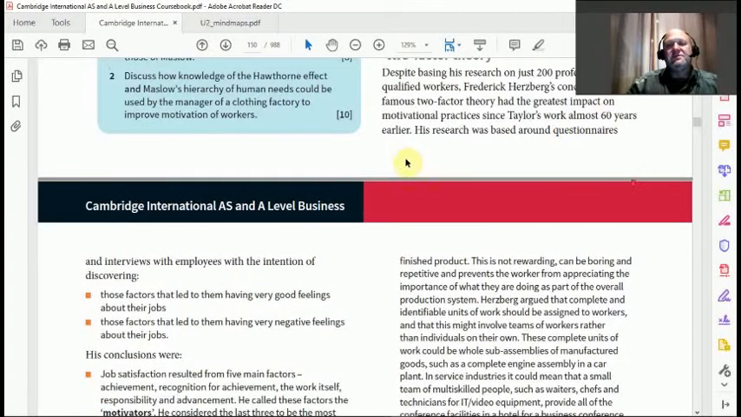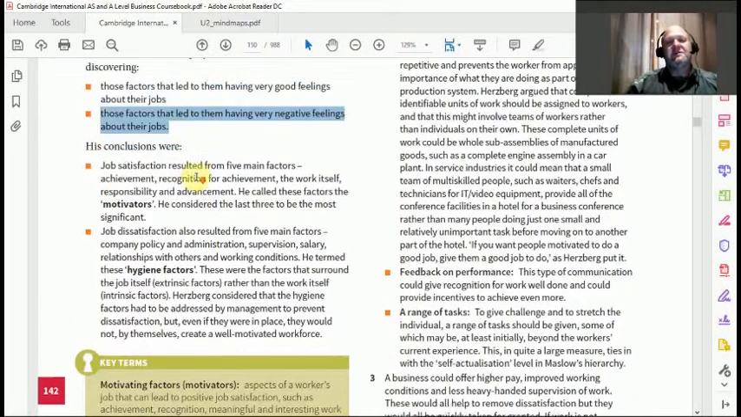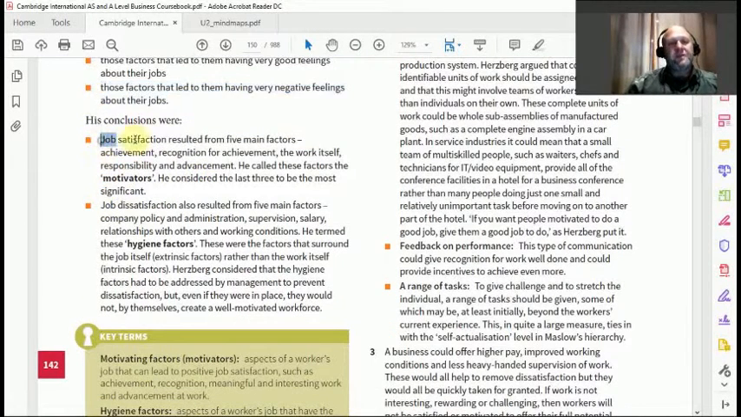After he carried out interviews and questionnaires with these 200 employees, he discovered two things. They're two factors which an employee has. One, obviously, what allows them to have good feelings about their jobs, and two, what allows them to have negative feelings about their jobs. So, how does this work? Basically, job satisfaction and job dissatisfaction. What he later termed the motivator factors and the hygiene factors.